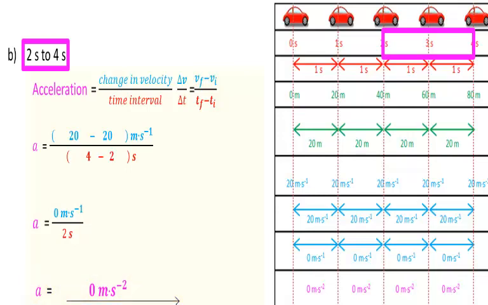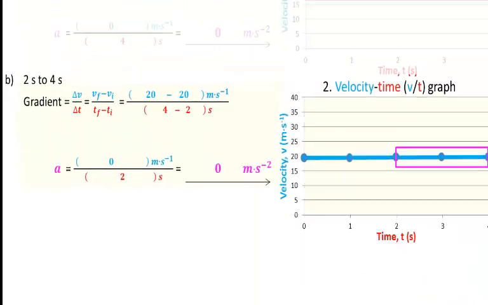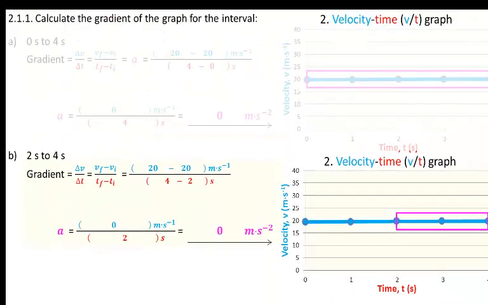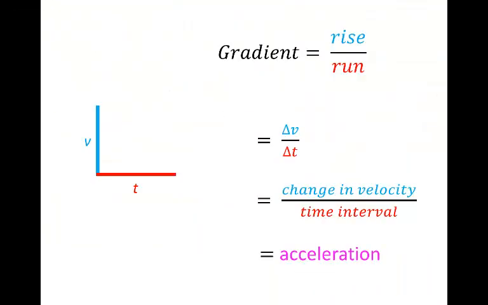And we can see that these answers are all the same as the answers that we got when we used the graph. Because when we are using the gradient of the graph, we are calculating acceleration when we have a velocity time graph.